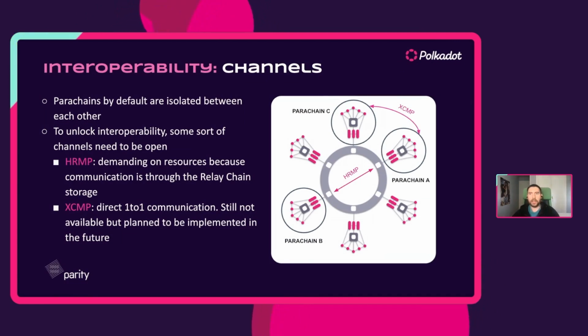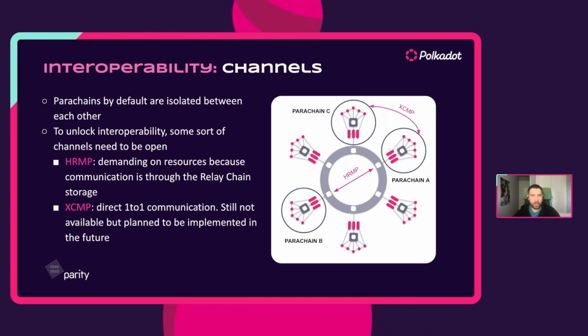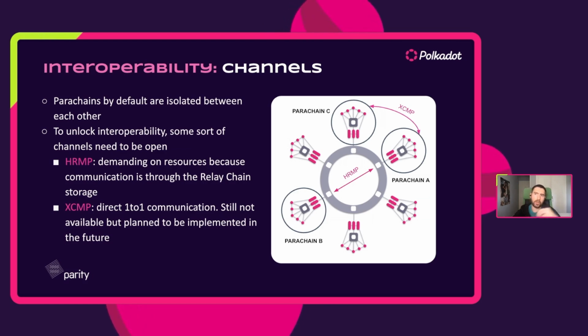Let's talk about interoperability. Okay, so by default, parachains, when they go live, are isolated from each other. They only have communication with the relay chain through XCM. But there are a couple of mechanisms to open channels to make it happen. The first one is HRMP, which is the one that is currently working in Polkadot and Kusama. The downside of this approach is that it is demanding in terms of resources, because the two parachains are using the relay chain as a way of communicating using data storage.